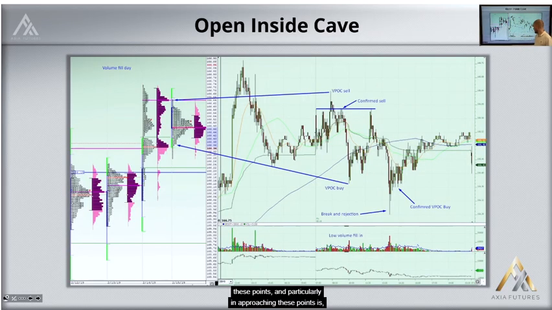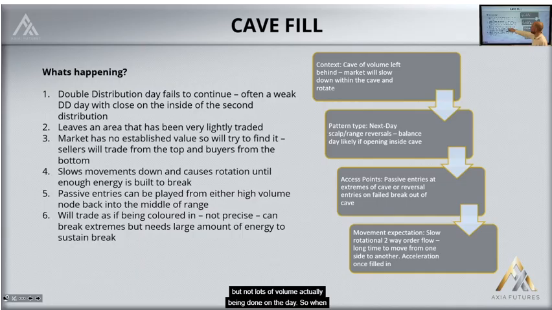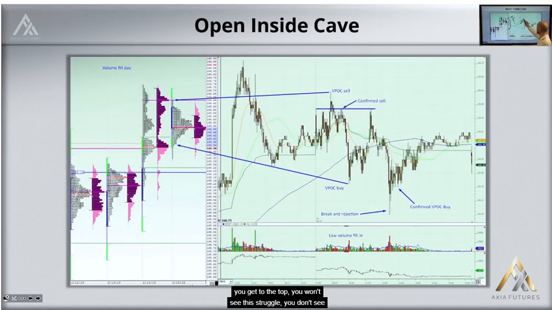What you want to see at these points, and particularly in approaching these points, is low volume. You don't want to see lots of volume being done in here. You want to see lots of volume done in the same area, but not lots of volume actually being done on the day. So when you get to the top, you want to see this struggle. You want to see volume fall off very quickly, no increase in delta when you reach up to these points. That's what you're after. You don't even have to play it from there. That can provide you a point for a stop above that VPOC, and you can play it once you fall back inside the initial balance and play back down the range.